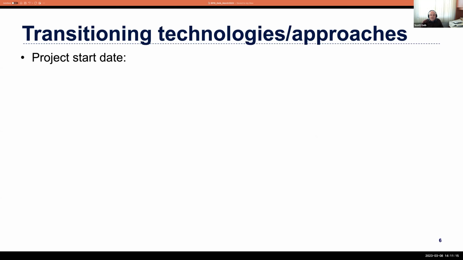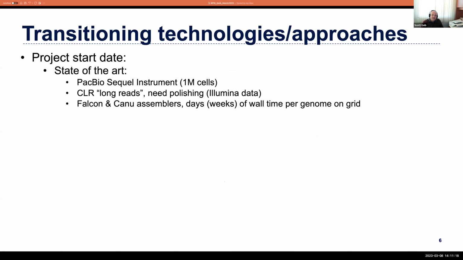And this is going way back, but when we started this project, the state-of-the-art was a PacBio Sequel instrument, not even a Sequel 2, where each cell had 1 million sequencing points on it. And we were doing what's called continuous long reads. So these are the lower quality, the old style PacBio reads. Not only did you need higher coverage of these long reads, but the assembly algorithms that assemble these long reads are slower. Things like Falcon and Canu, which are the assemblers that were developed for assembling CLR reads, would take days or weeks of wall time per genome on a cluster system to assemble a genome.